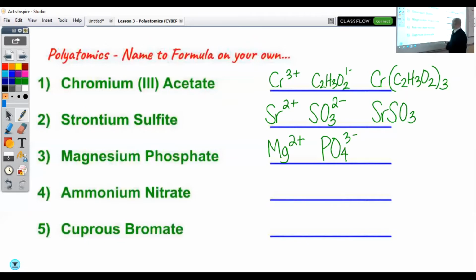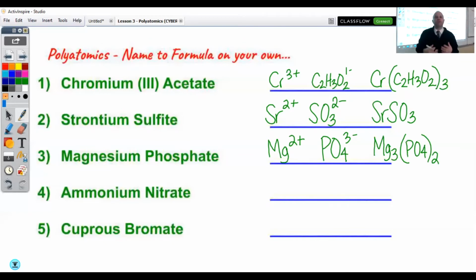So ask yourself, if I need to get magnesium to 6 and they're each 2 positive, I'm going to need 3 copies of magnesium. So I'm going to put a little 3 next to the magnesium in the formula. If I need to get phosphate up to 6, right now it's -3, I'll need 2 copies of phosphate. So the polyatomic has to go in parentheses, and then a 2 will go outside of the parentheses.